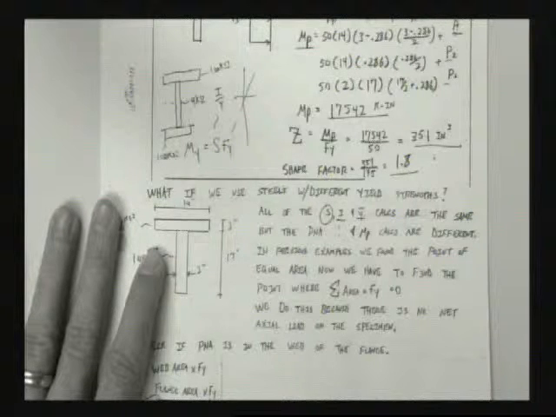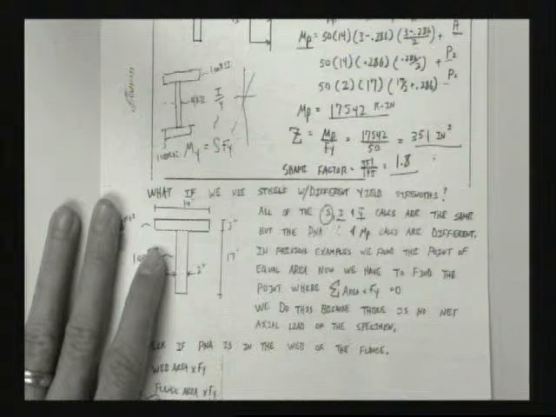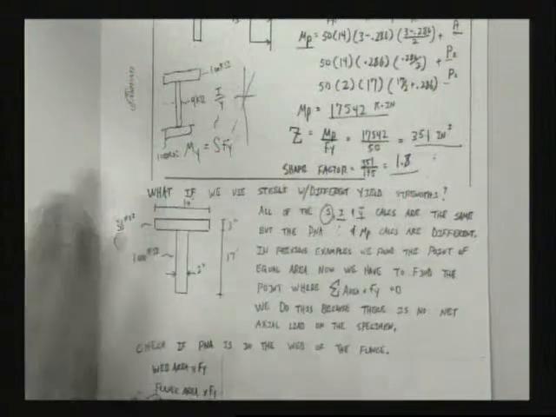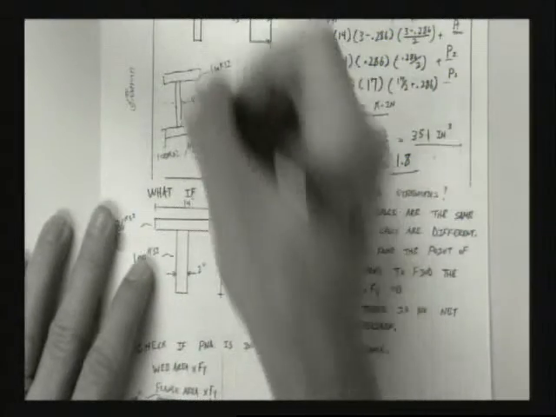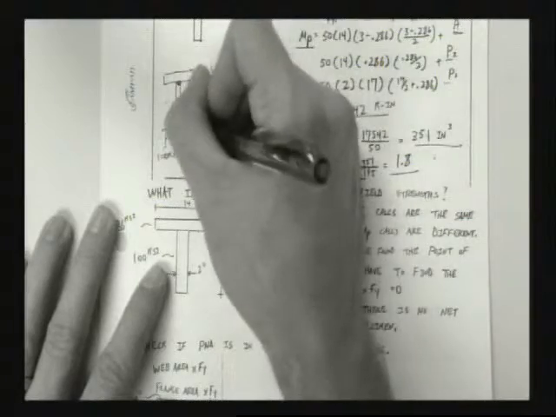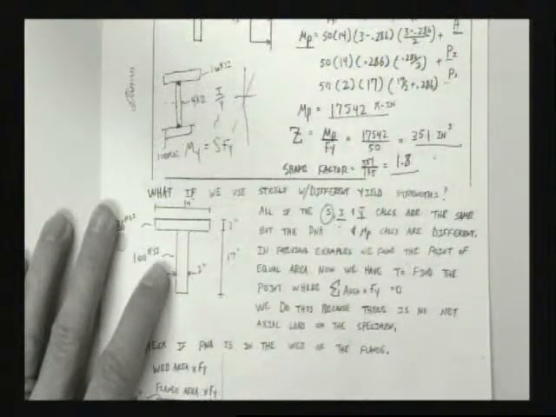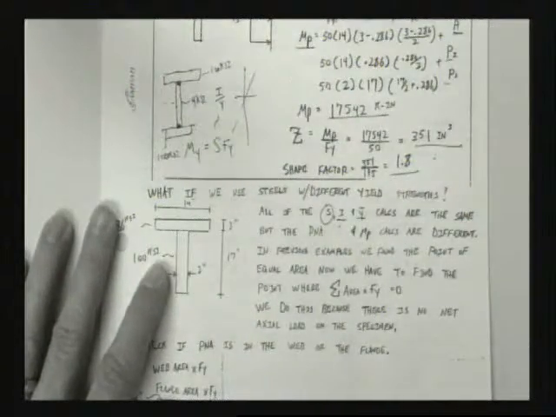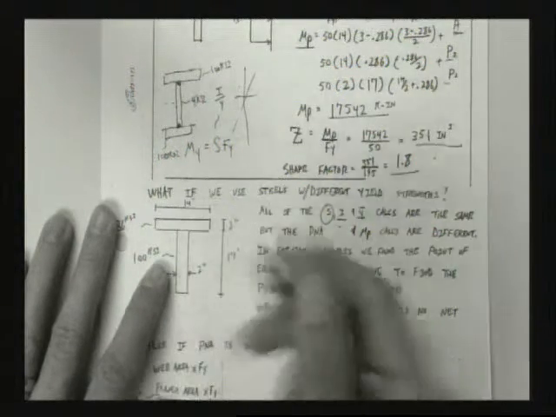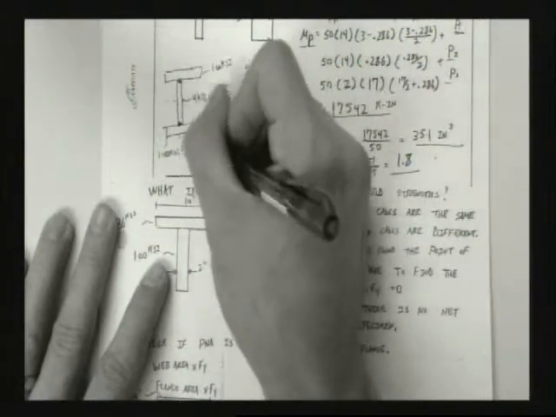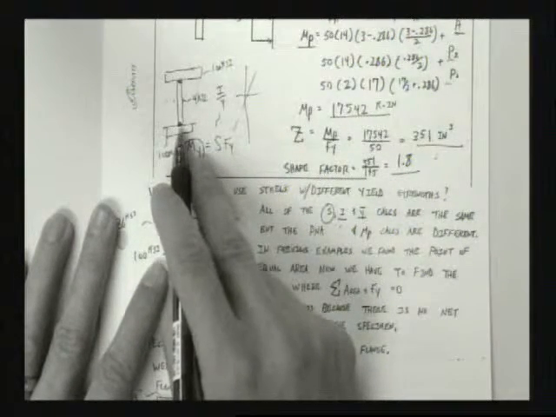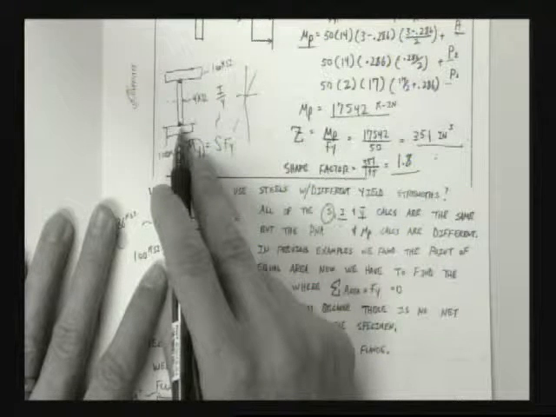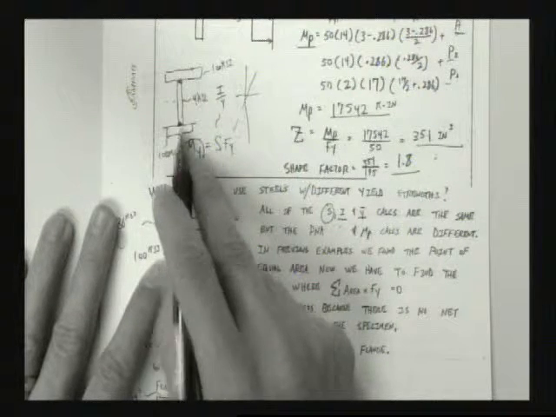Which one? Both. They happen at the same time. This happens here and here. Okay? So now, to find out what M sub y is, you can find out how much moment it takes to make that happen. You with me?